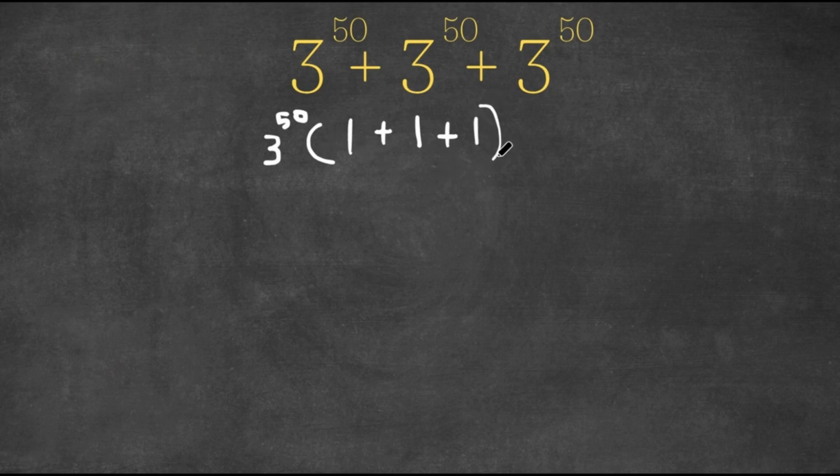Now I'm actually going to add what's in the parentheses. So 1 plus 1 plus 1 is 3. So now we have 3 times 3 to the power of 50. So 3, this is the same thing as 3 to the power of 1, right?